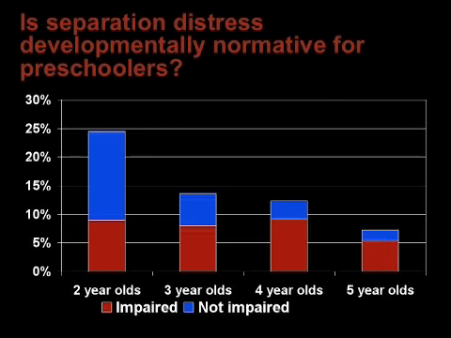So again, it is more common for very young children to have separation distress. Some 2-year-olds have it at the level of impairment, but if that persists as the child heads towards kindergarten, it's much more likely that it's going to be causing that child some kind of problem in functioning.